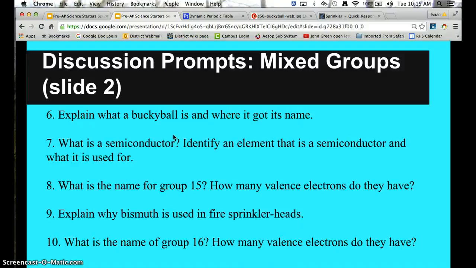Number 8, what is the name for group 15? How many valence electrons do they have? Group 15 is called the nitrogen family, and they have 5 valence electrons.